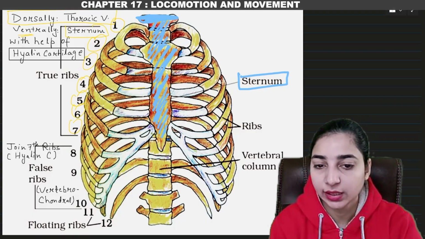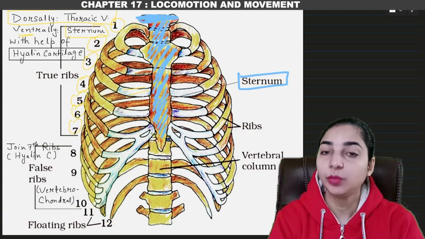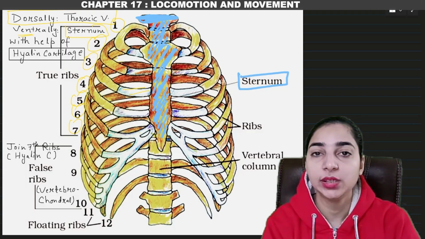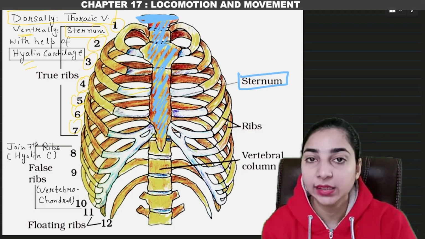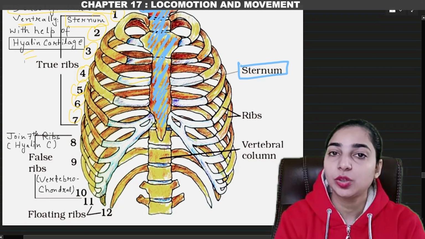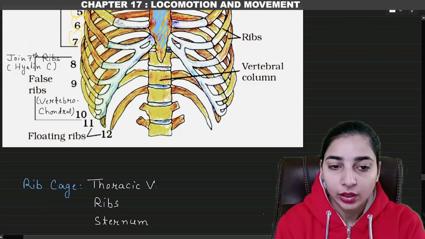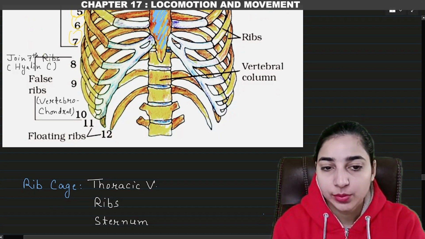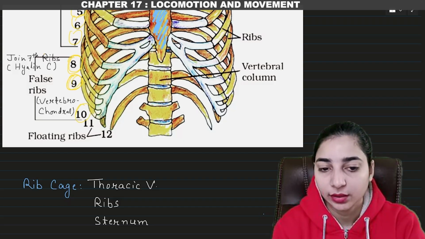So you can see these are touching the sternum directly, and these are connected with the sternum with the help of a cartilage known as hyaline cartilage. Okay, so which cartilage is present here? Hyaline cartilage is present. So you have understood why they are known as true ribs, because these are connected to the sternum directly. Now here the next ribs, rib number 8, rib number 9 and rib number 10.